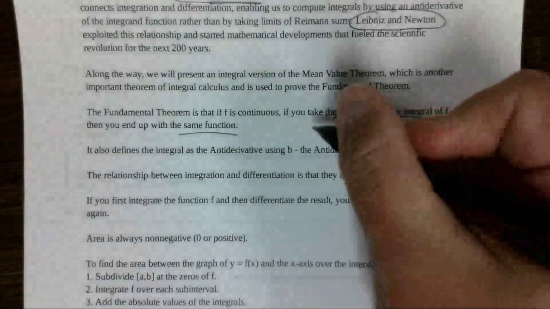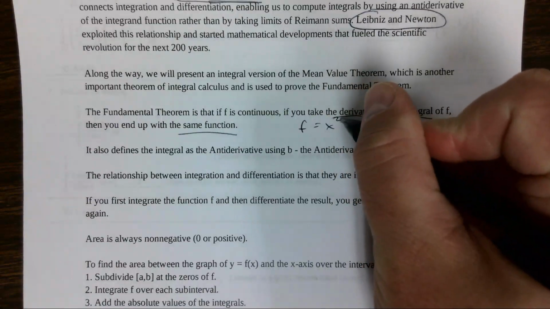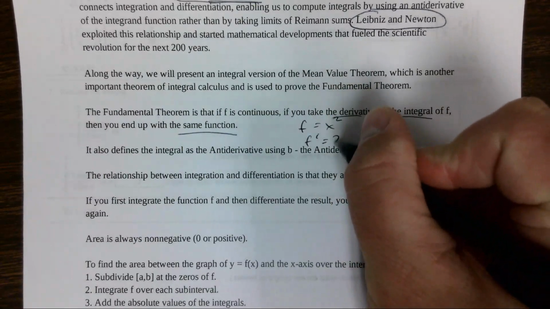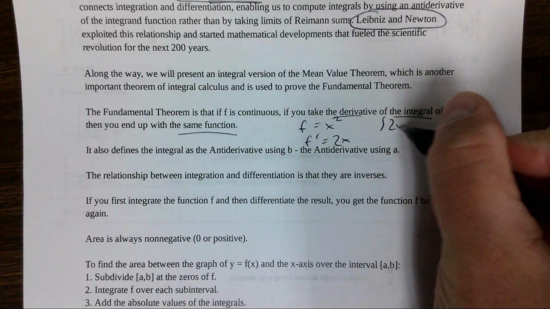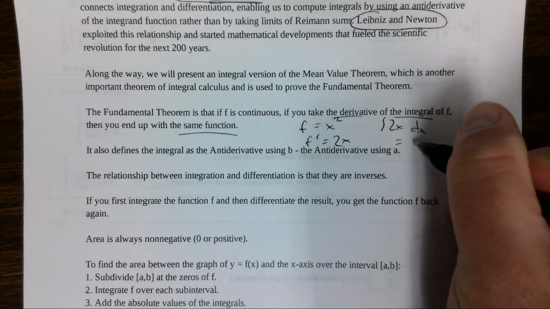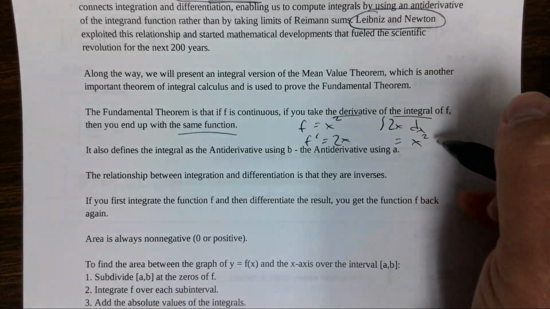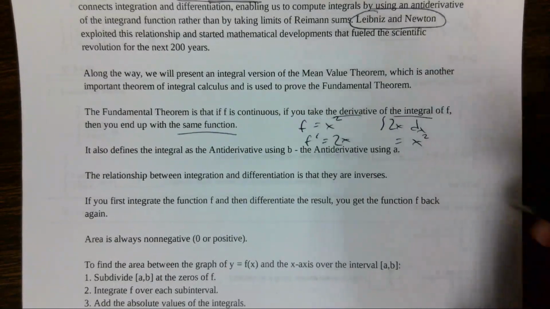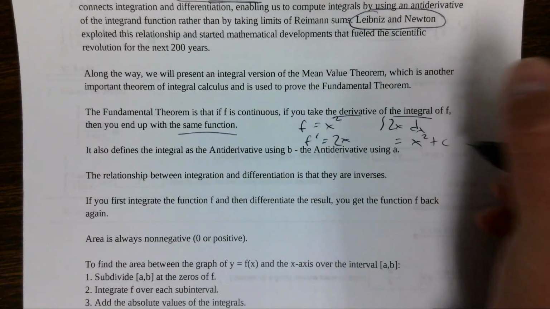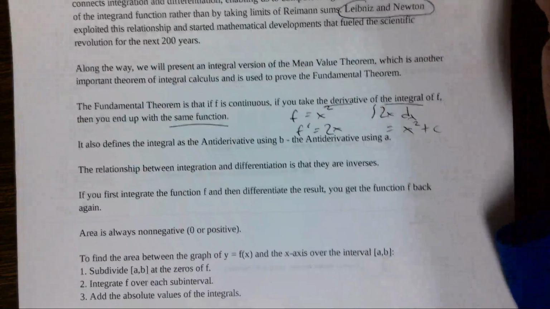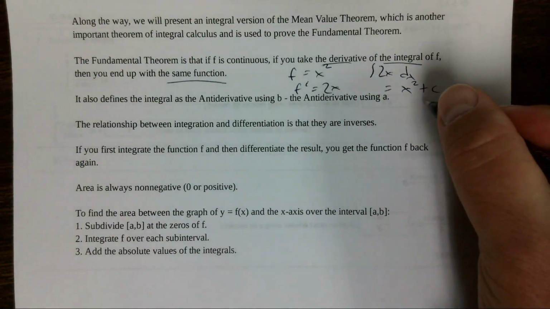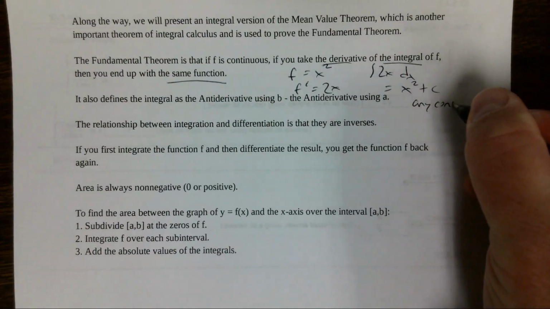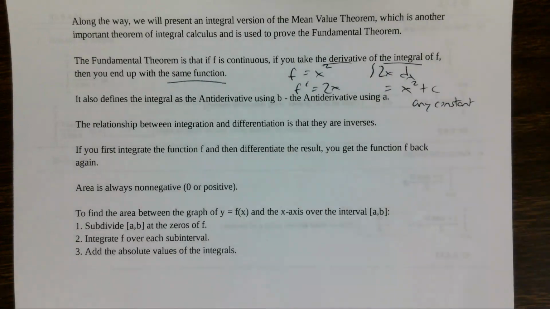So let's look at an example. If f is x squared, then your derivative would be 2x. And if you take the integral of 2x dx, then you get x squared. Now, if there's no numbers there, then you're going to technically say plus c. And c could be any constant, like any number.